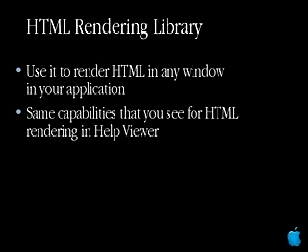Well, you use it to render HTML into any window in your application. An example of this might be if you had an about box and you wanted more dynamic looking about box content. You wanted a picture in there, you wanted a link to something out on the internet. You can use the rendering library and have a pane inside of your about box that renders HTML.